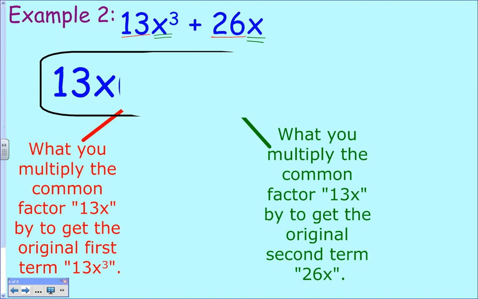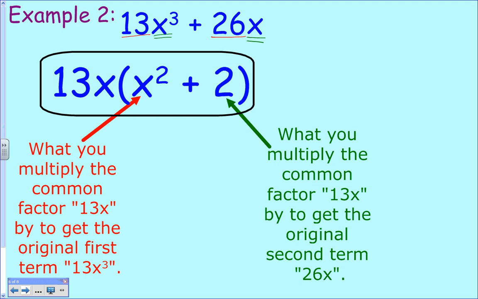Now this time we'll look at it a little bit differently. What do we multiply the 13x by to get the original 13x cubed? 13x times x squared is going to give you that original 13x cubed. And then we do the same thing. What do we multiply the 13x by to get the original second term, 26x? That's going to give you a plus 2.